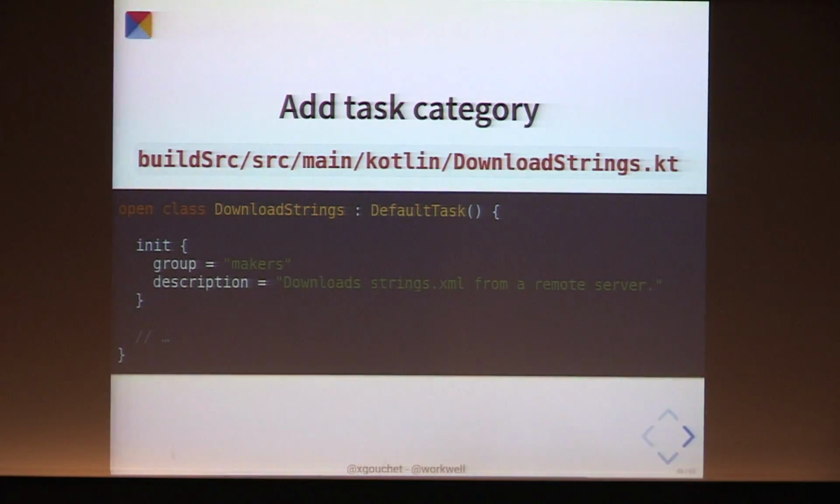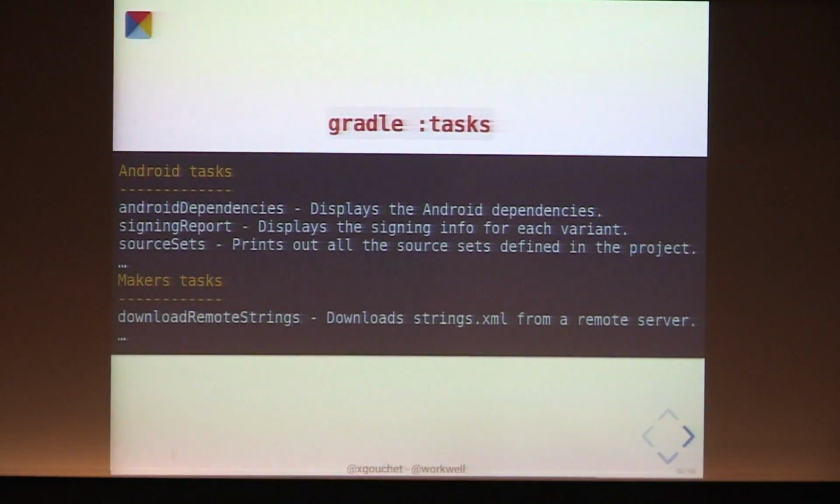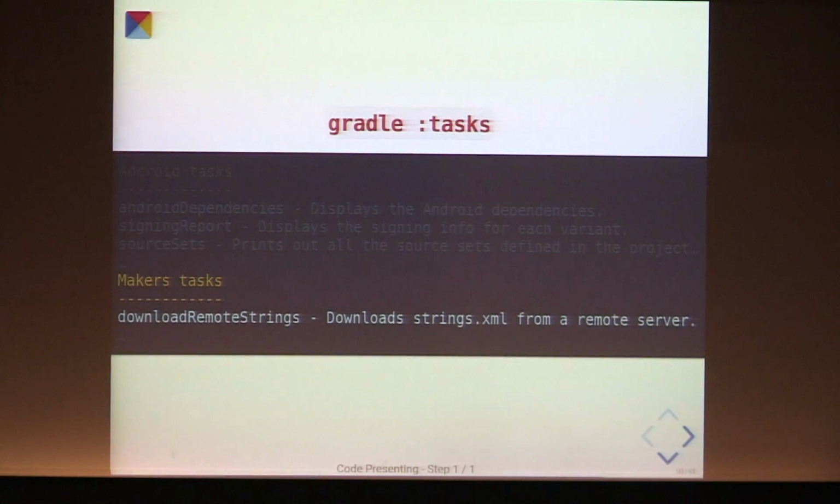Basically, inside your task implementation, just have your initialization set the group and description properties. That way, when you list the tasks, or inside the right panel inside Android Studio, you're going to have your task directly inside the correct group. So pretty useful too. So here, yeah, you have the maker's task, and it's going to list your description.